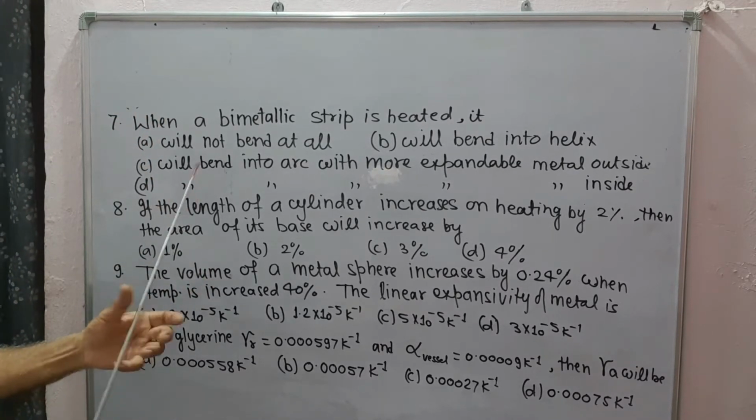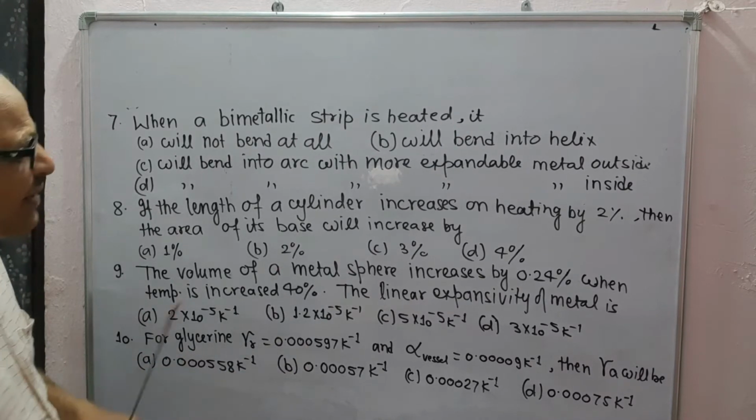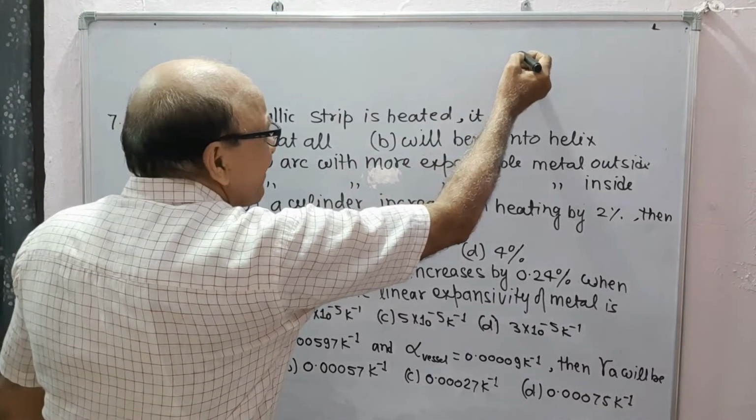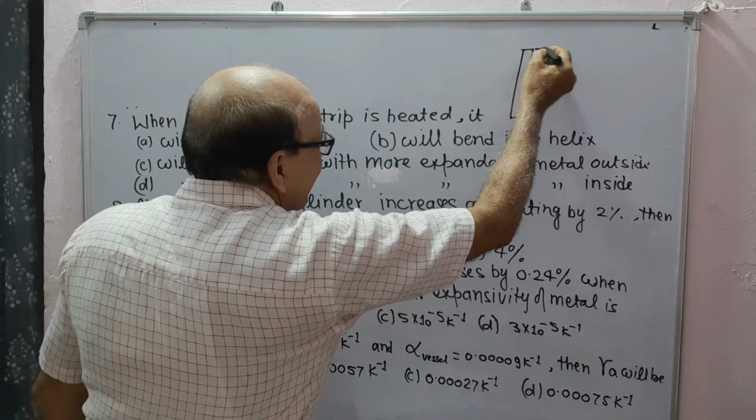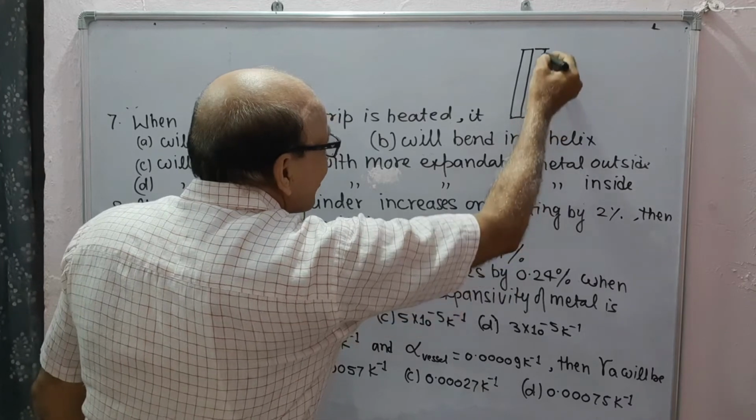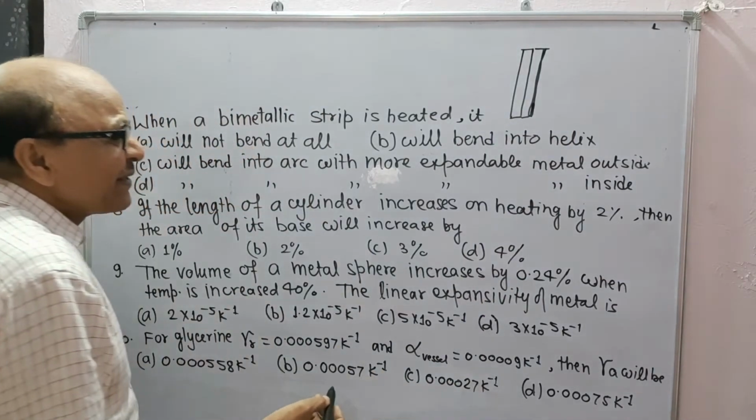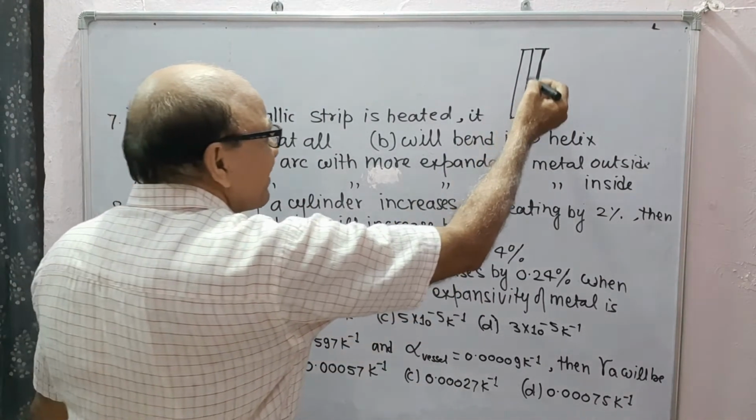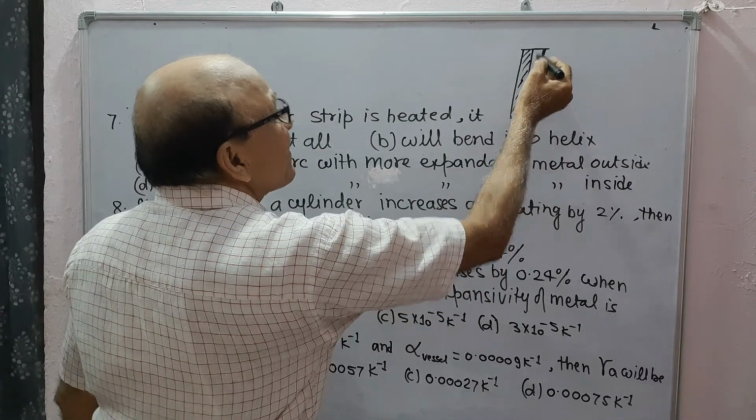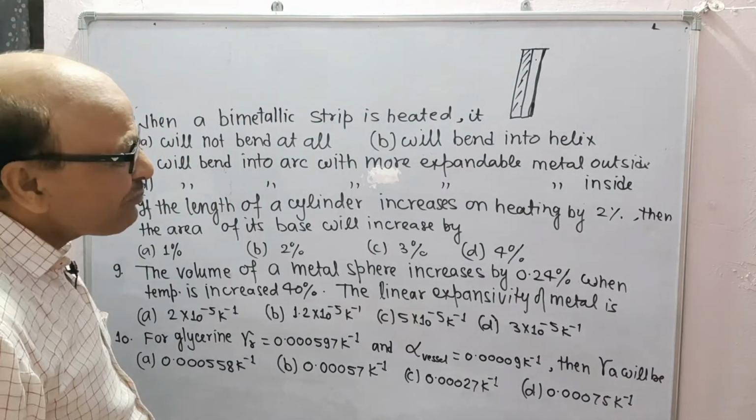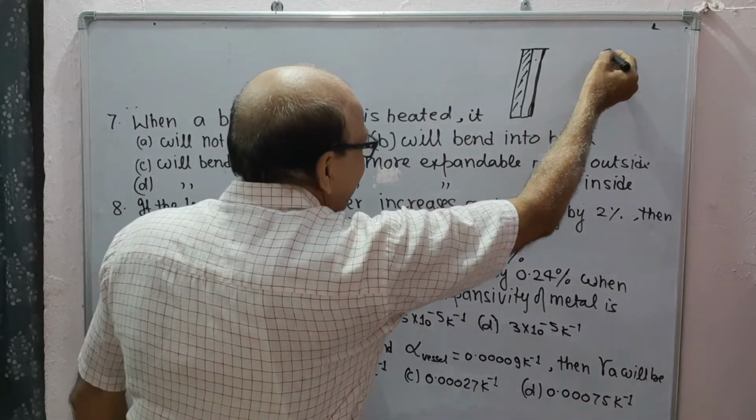Question number 7 is, a bimetallic strip is heated, it will, options are these. First let us discuss what is a bimetallic strip. A bimetallic strip has two strips joined together side by side. This is one strip and this is the other strip. When both are heated, then it bends in the form of an arc like this.